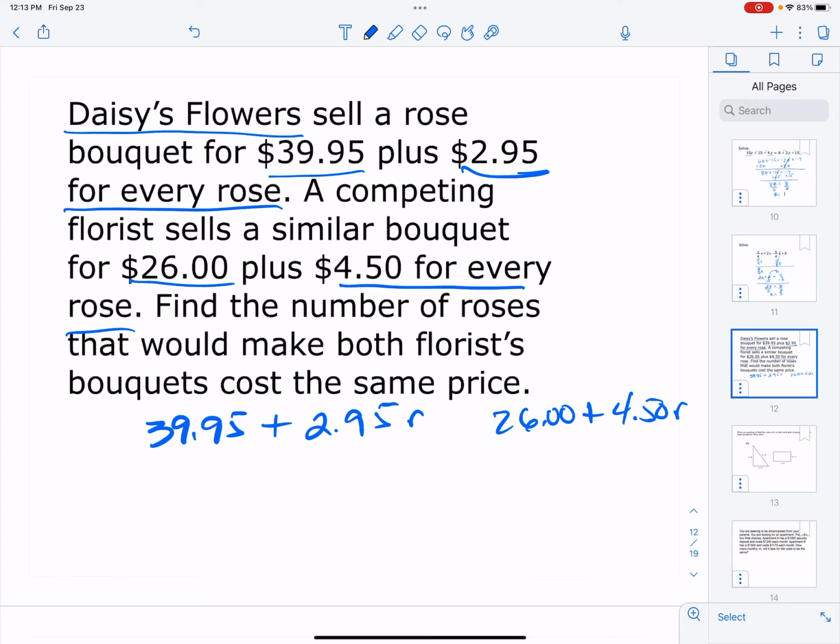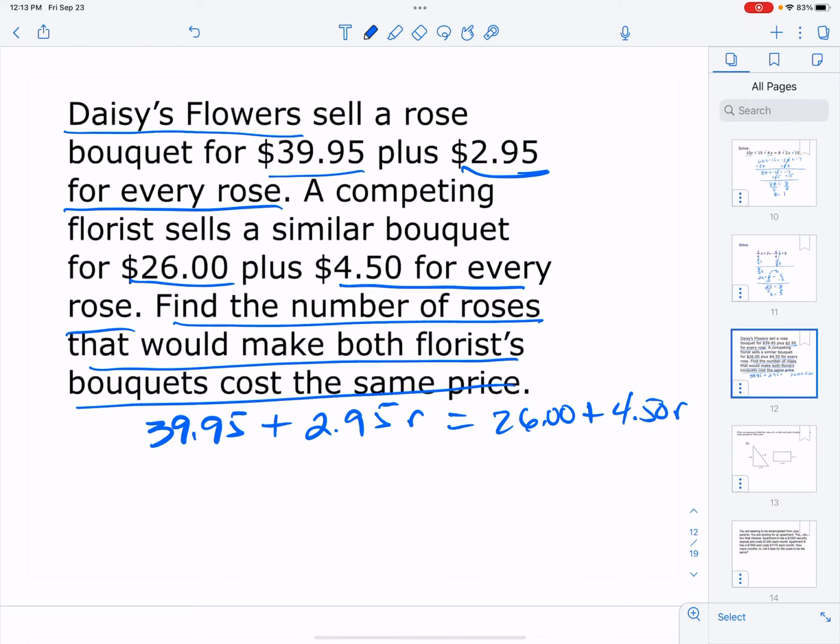Now what we want to look for is what number of roses would make both florist bouquets cost the same price. So I want to take this one on the left and the one on the right, and I want them to be equal to each other. What you'll notice is that's nothing but an equation with a variable on both sides. So we start by getting all of our letters on one side, our numbers on the other, and we solve. When we're done, that will give us the number of roses that would give us the equal price because of that equal sign in the middle. Simple as that, okay?